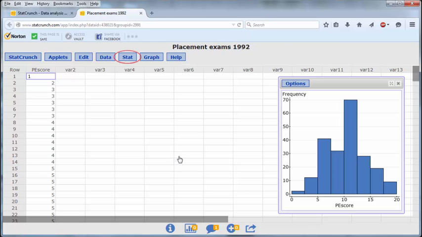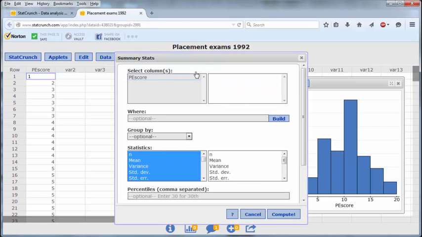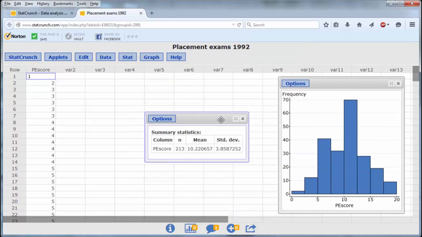To find the mean and the standard deviation, go to Stat, Summary Stats, Columns. Select the placement exam score variable, hold down the Control button on the keyboard, and select the sample size, mean, and standard deviation, and then press Compute. So you can see that we have 213 scores in this particular data set. The mean is about 10.22, and the standard deviation is 3.85.